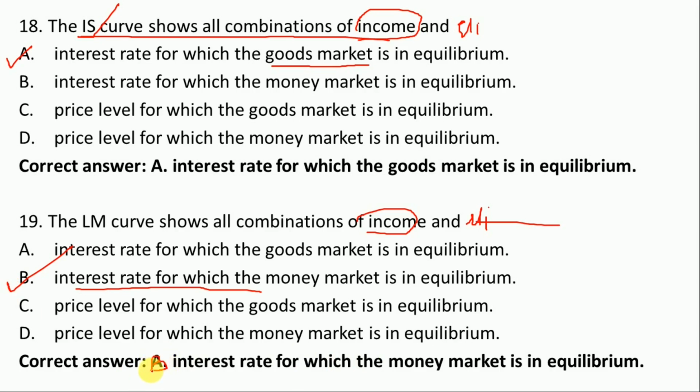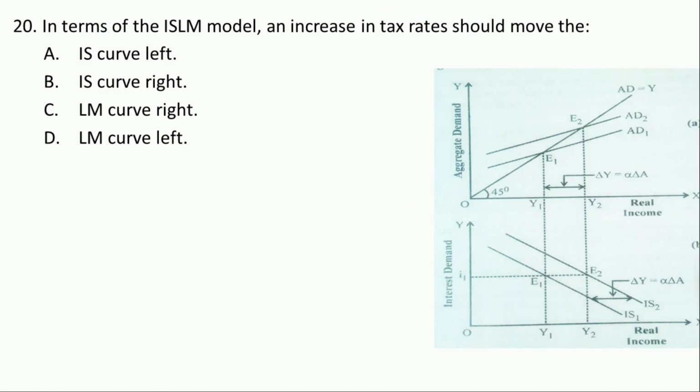ठीक है. The next, 20th question is about, in terms of the IS-LM model, an increase in tax rate should move to the dash dash, and the correct answer is what? IS left, the IS curve left. ठीक है, अभी हम देखते हैं कैसे. फॉर एग्जाम्पल हमें देखते हैं कि अभी increase in tax, अगर टैक्स बढ़ा है तो क्या होगा?